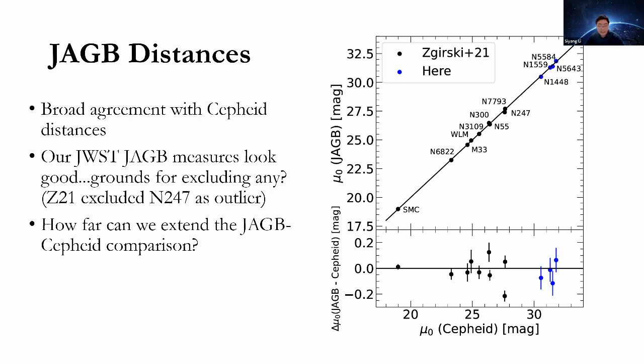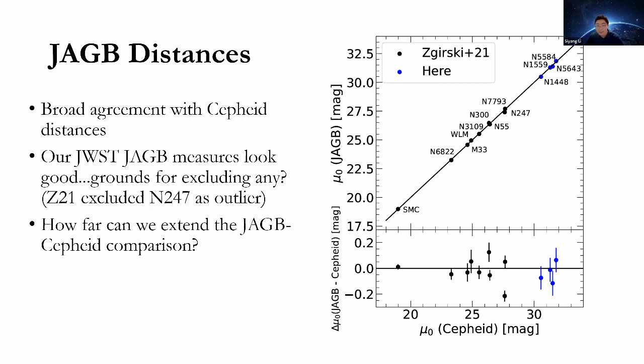Now, that said, the Zgirski paper found an outlier in their analysis in N4247, and that corresponds to the point way down here. And so in their analysis, they excluded that measurement as an outlier.